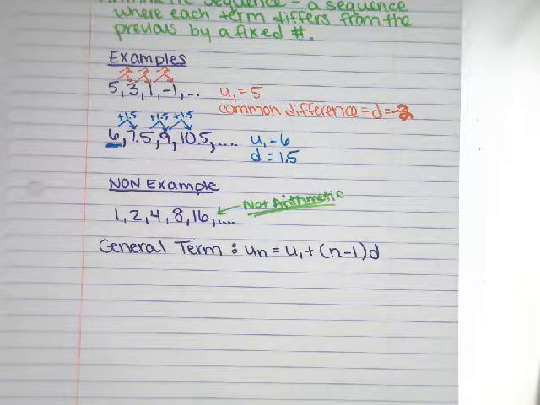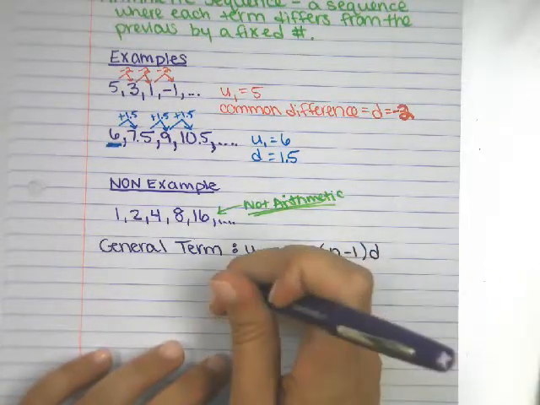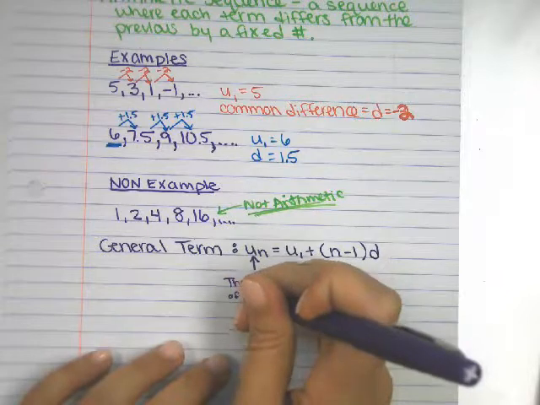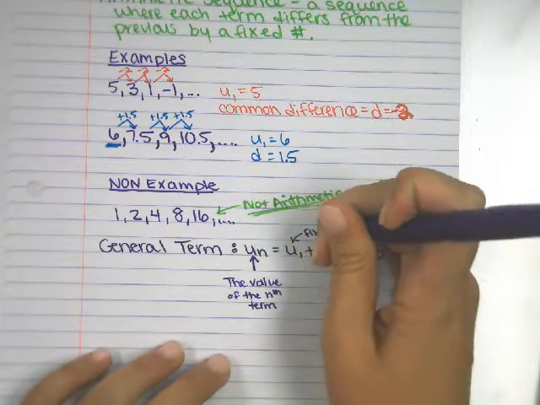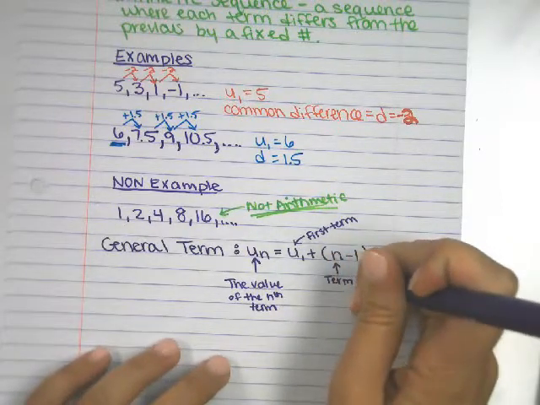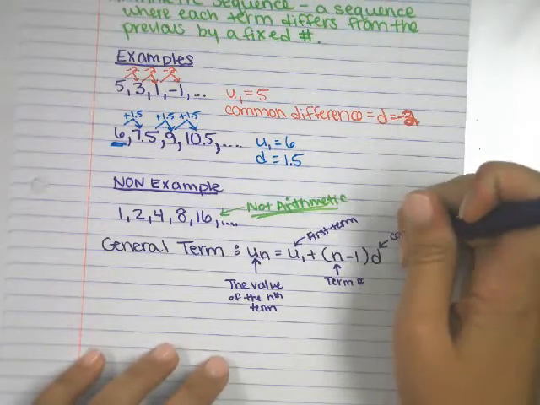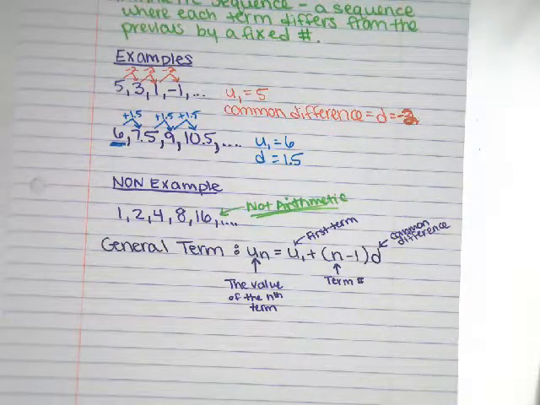So let's talk about what each of these means. The use of n is where you can figure out any value for any term you want. The n represents whatever value you're talking about. Just like in the last section, this is the value of the nth term. U sub 1 is your first term. N is your term number, like 5th term, 6th term, 7th term, 100th term, whatever you want to find. And d is your common difference. Those are the key values in this formula.